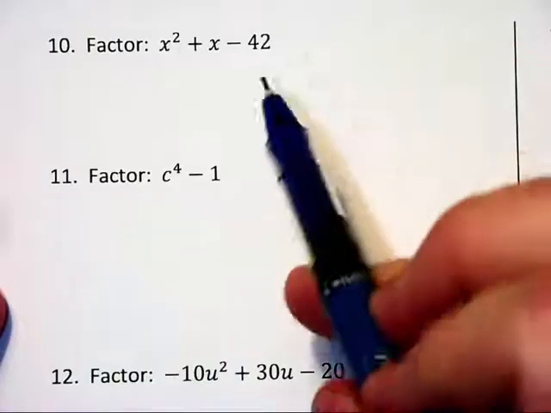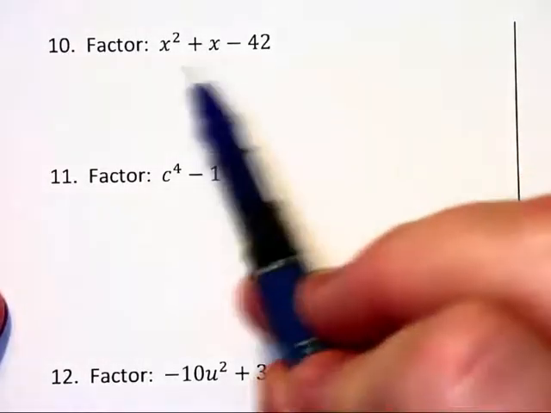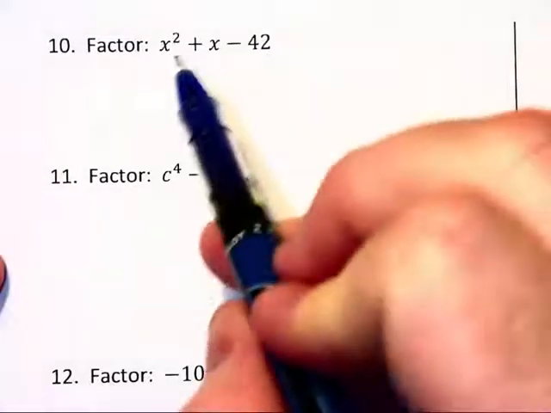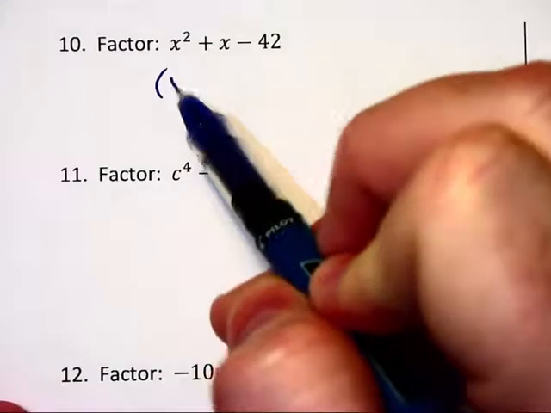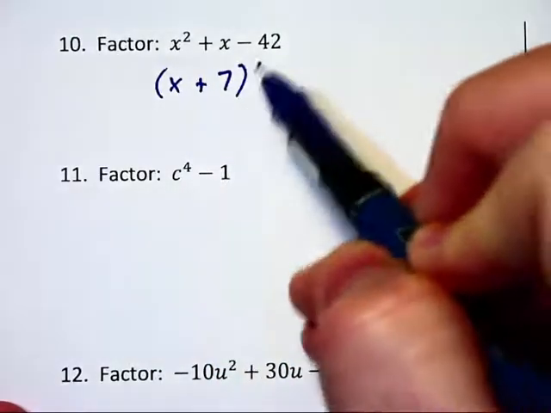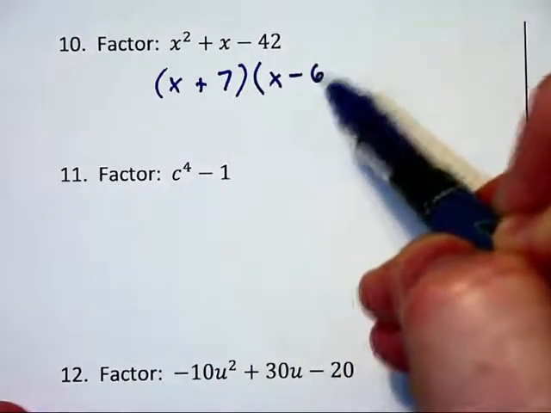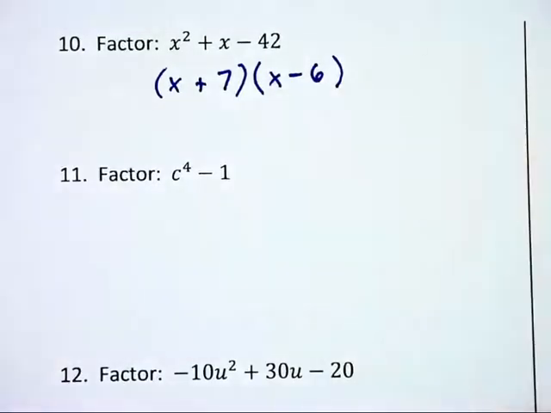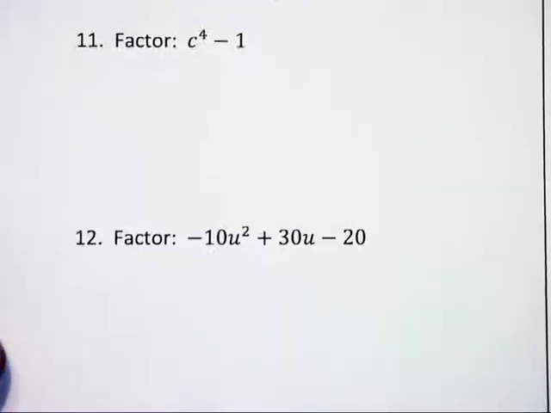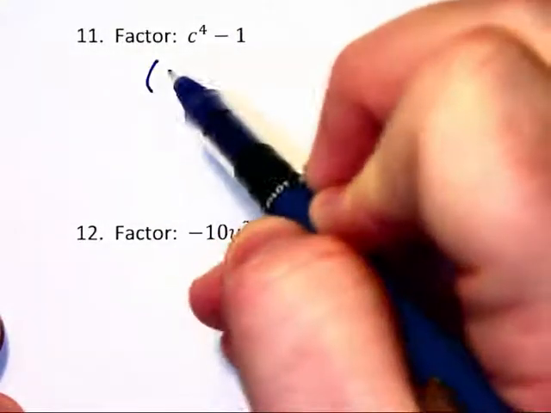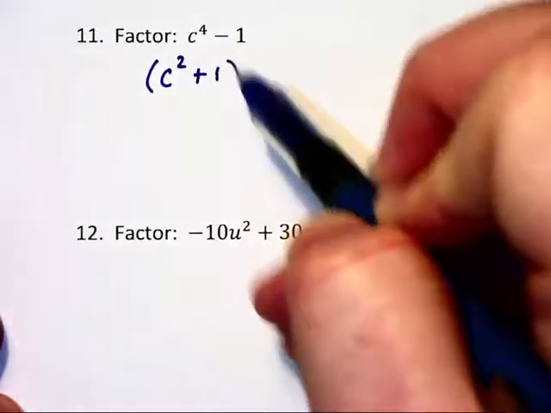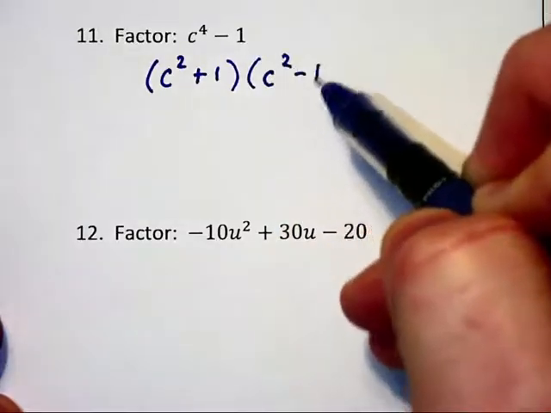Factor. Okay, notice there's no equals 0 here. We just want two parentheses as our answer. There is no GCF. This is a trinomial. So I'm going to factor this into x plus 7 times x minus 6. This next problem has two terms in it, and that's usually a clue for the difference of two squares, which does work. C squared plus 1 times c squared minus 1.